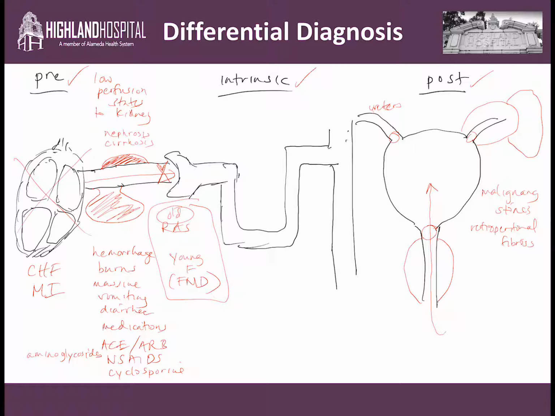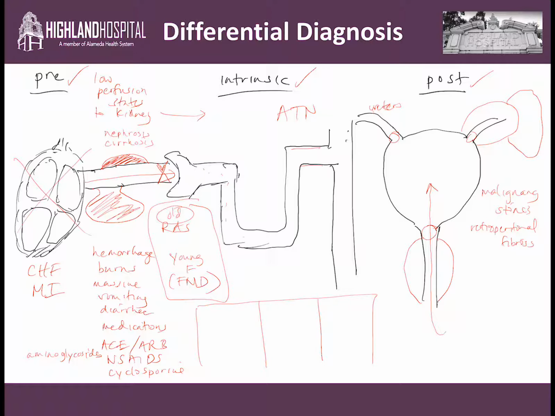Now, let's think about intrinsic renal. So as I mentioned, if you get a low perfusion state to the kidney from any of these things, you now could potentially get your tubules here, anywhere along here, to slough off. And so pre-renal can actually become ATN. So this is actually where your tubules become necrotic. And we won't go through a lot of the different causes, but it's important to think about casts when we think about intrinsic renal.